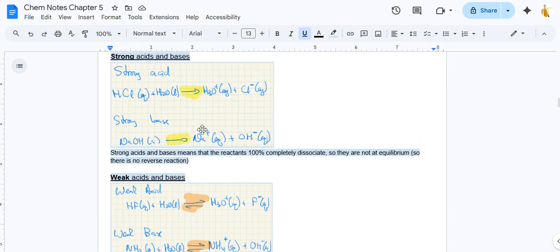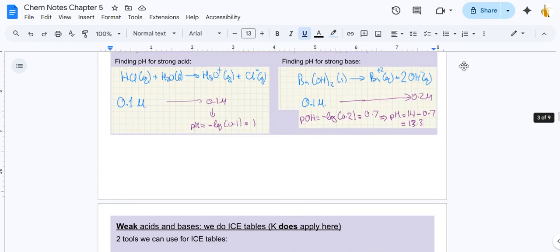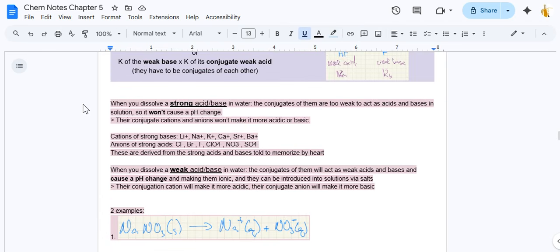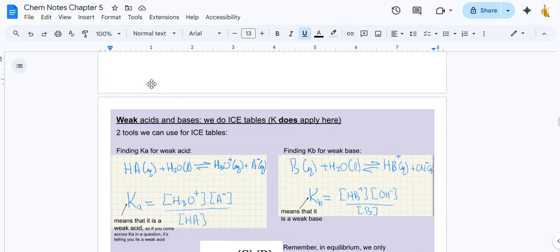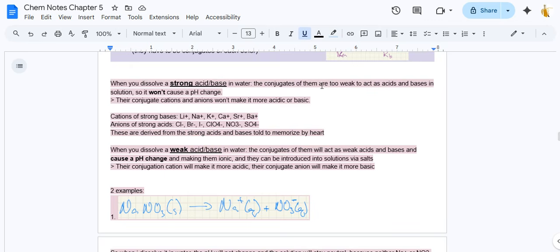So we just covered the relationship and the difference in calculations. And before we do ice tables, I also want to teach another concept. It's usually taught separate from weak acids and bases, but I'm going to teach them together because you need to consider them when you do ice tables.